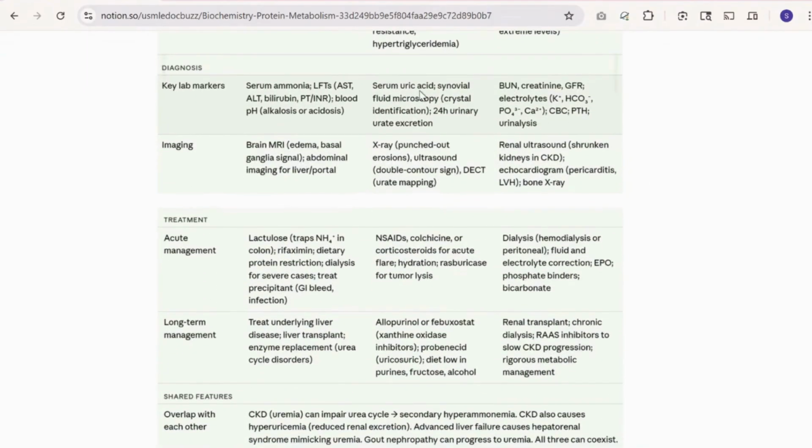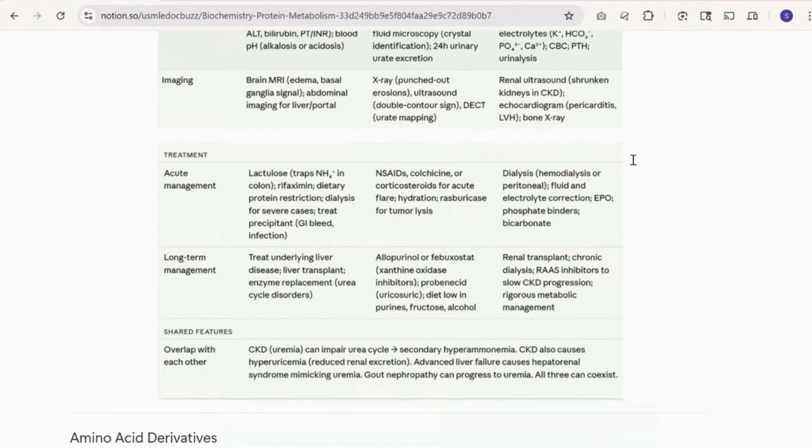Take care of the lab markers. LFTs are going to be elevated, ALT, AST, blood pH, depending on what they have, right? Here, nothing major. Here, everything that is a renal problem, right? Renal markers are going to be elevated. Imaging, you're going to see maybe brain MRI, X-ray, you may see erosions in the joints. Here, renal ultrasound, shrunken kidneys, echocardiogram, that's what you're going to do.